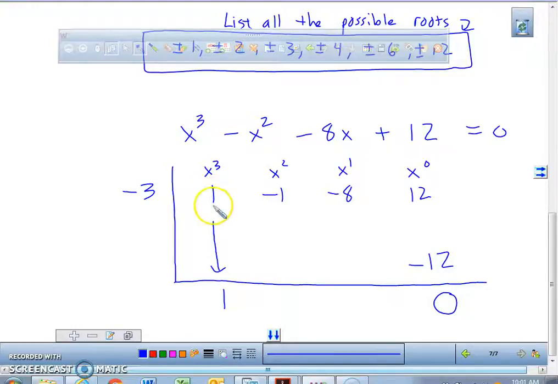You're killing me. All right, so negative 3 times 1 is negative 3. Add those together. No. Negative 4.